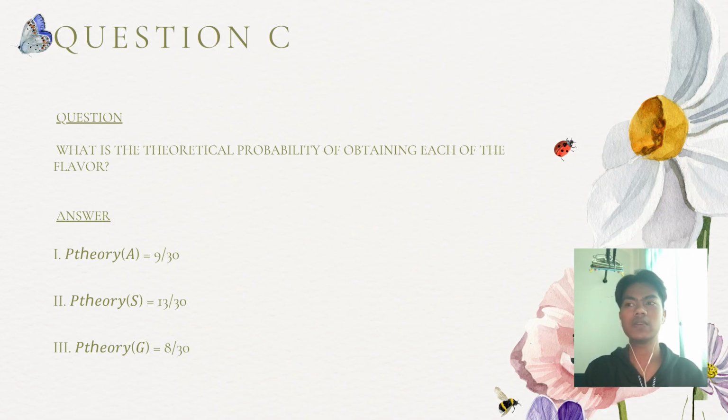For question C, what is the theoretical probability of obtaining each of the flavors? For the answer, theoretical probability of getting apple is 9/30. Theoretical probability of getting strawberry is 13/30, and theoretical probability of getting grapes is 8/30.